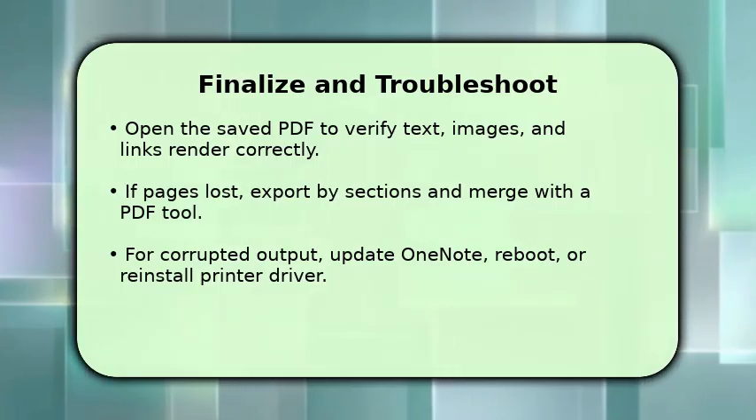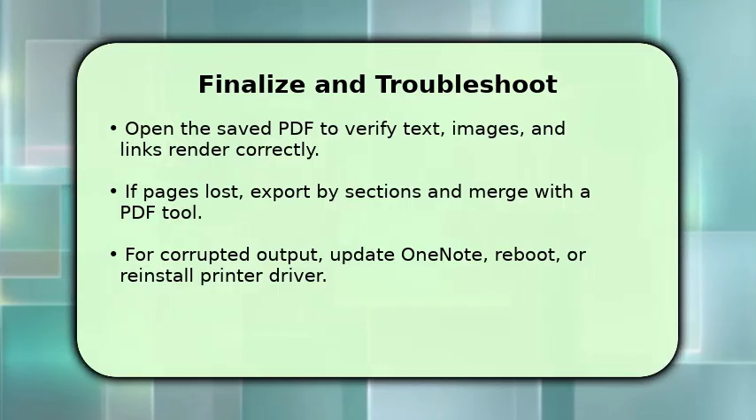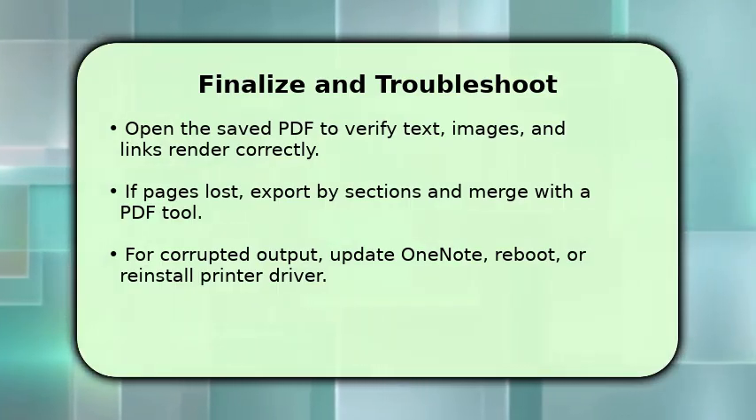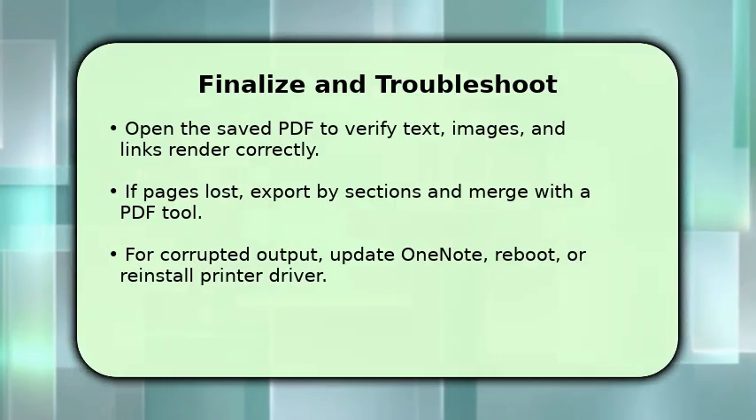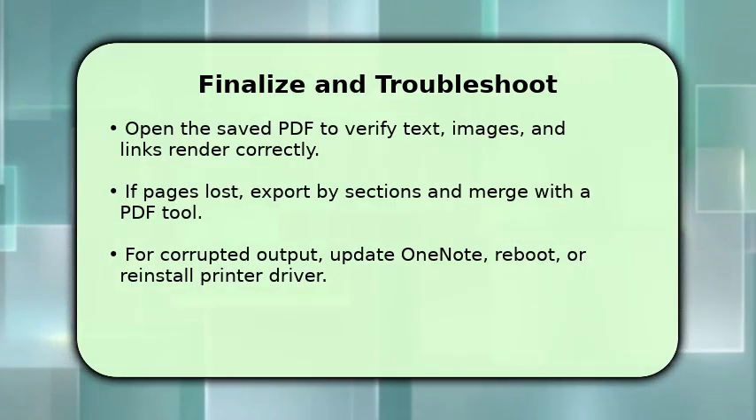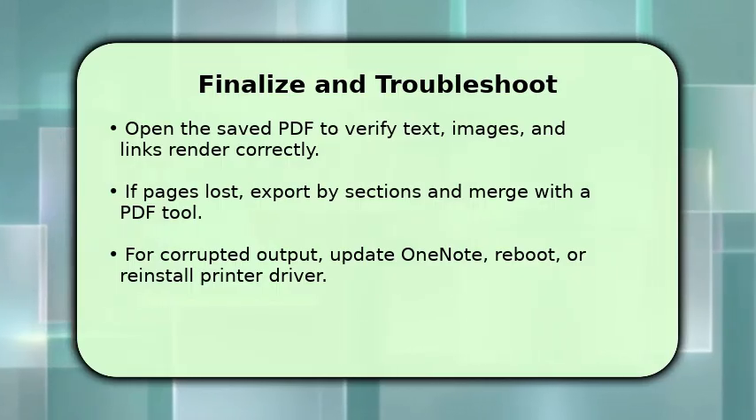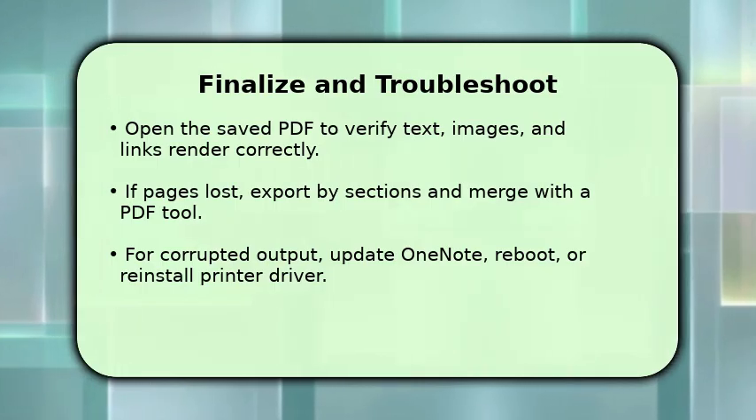If content is missing or layout is wrong, export by smaller units, sections, or single pages, and then merge them with a PDF utility to preserve ordering. If the PDF is corrupted or the export fails, make sure OneNote is updated, restart the app or device, and check virtual PDF printer drivers. One key tip: export smaller batches.